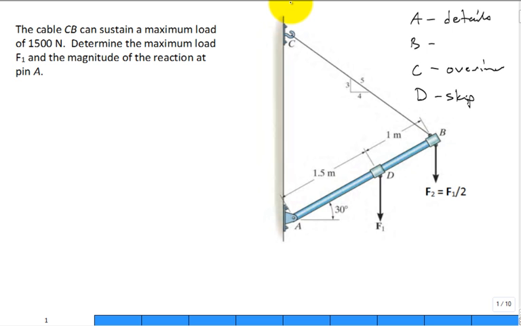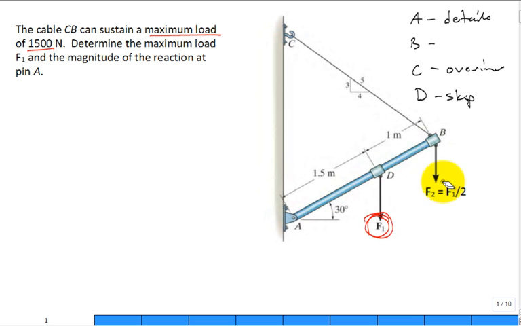So the cable C to D, where is the cable? Right here. They give you the orientation of that cable. That cable looks like it's going to be in severe tension because of the downward forces applied. But the cable can sustain a maximum load of 1,500 newtons. Determine the maximum load F1. So what is this maximum F1 and the magnitude of the reaction at the pin A?